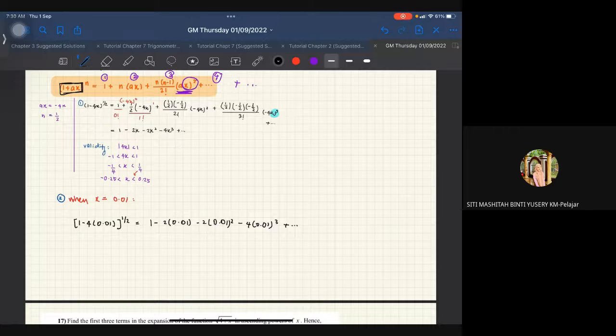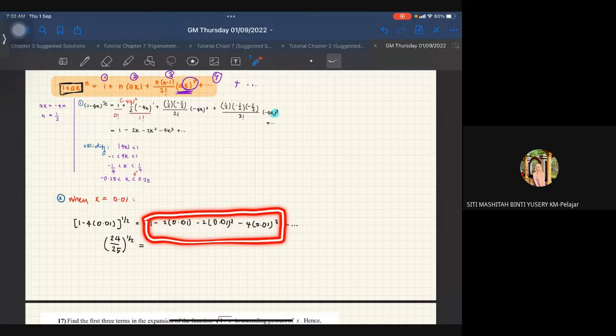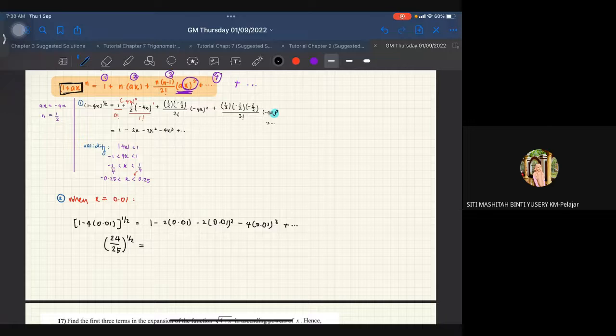Okay, so let's kita buat dulu yang sebelah kiri. Awak simplifykan sebelah kiri ni, apa yang awak akan dapat? So bila tekan calculator, you are supposed to get 24/25, power of 1/2. Okay, and then on your right hand side, bila awak tekan calculator, awak akan dapat nilai 0.97796.